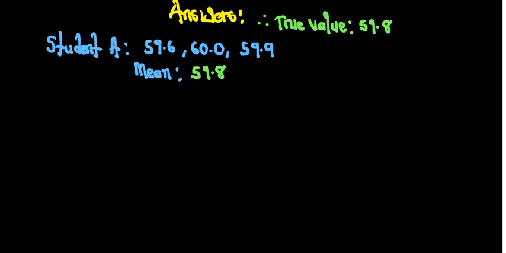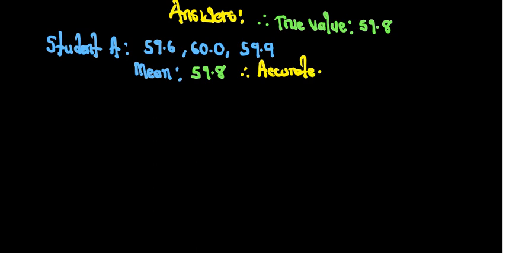Now compare this number to the exact or true value. This is 59.8 and this is also 59.8. Is there any difference between the two numbers? When I find the difference between 59.8 and 59.8, I'm getting a difference of 0. A difference of 0 means that there was really no difference between these numbers. So this proves that the student was very accurate, but were they precise?